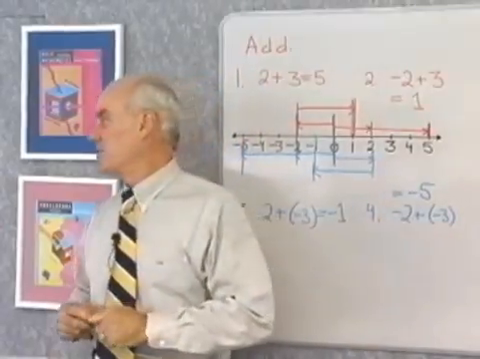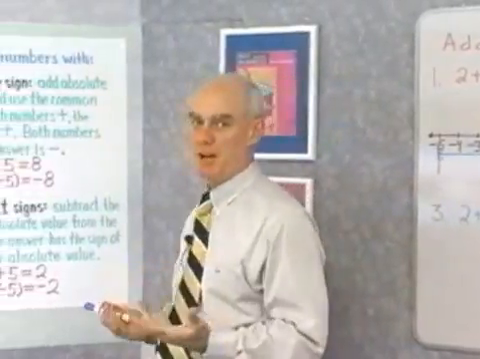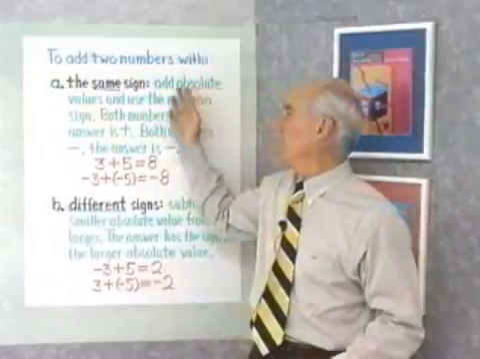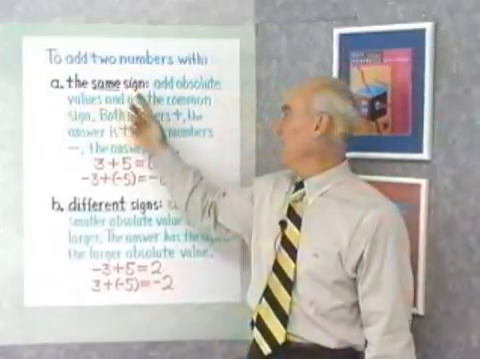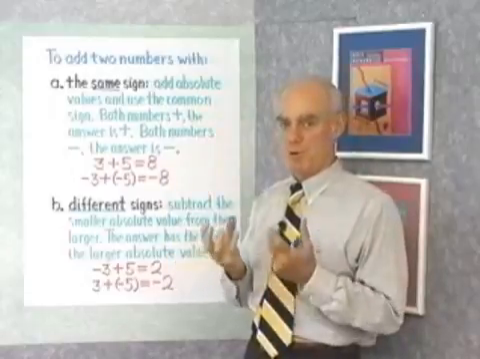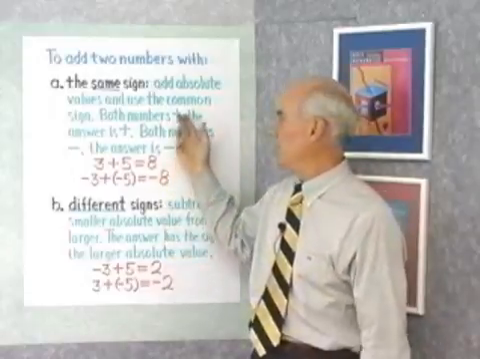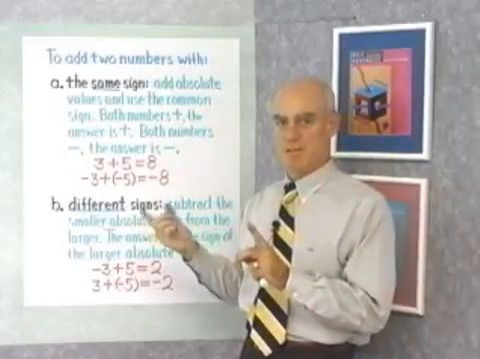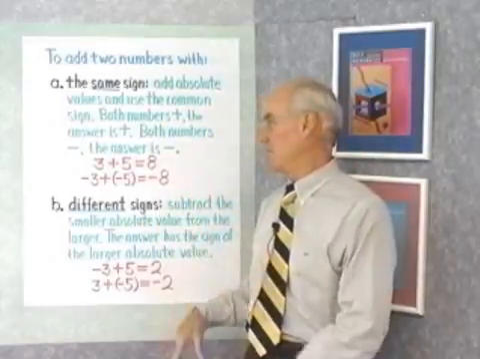That pattern I've summarized over here with the rule for adding positive and negative numbers. And we say this: to add two numbers with the same sign, we simply add their absolute values. That means forget about the sign part of the number, just add the number parts, the absolute value, and use the common sign. If both numbers were positive, the answer is positive.